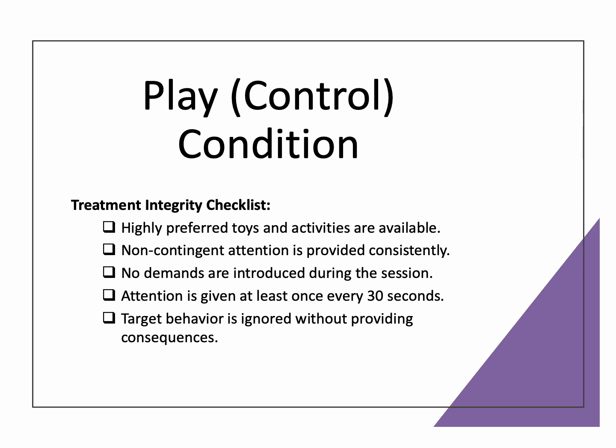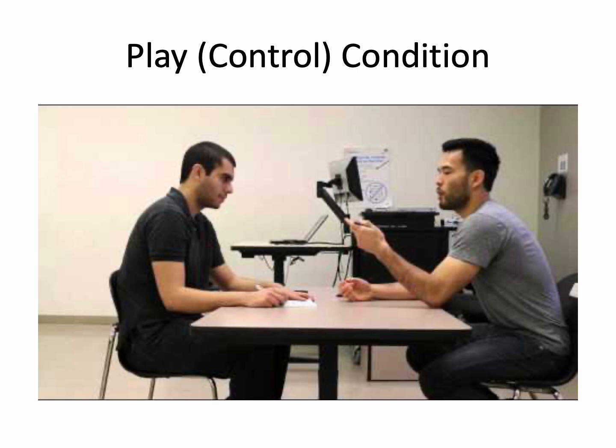Here is that checklist for the play condition that includes all of those requirements that I just mentioned. So they're going to have the highly preferred activity, non-contingent attention, no demands during the session, attention given at least once every 30 seconds, and then the target behavior is going to be ignored without providing any consequences, with the exception of the non-contingent attention if it lines up with when you're supposed to provide attention. So now let's look at what this condition would look like in an FA. So let's take a look.